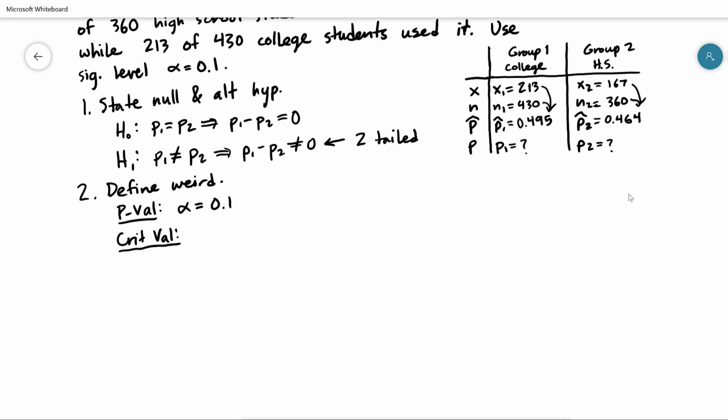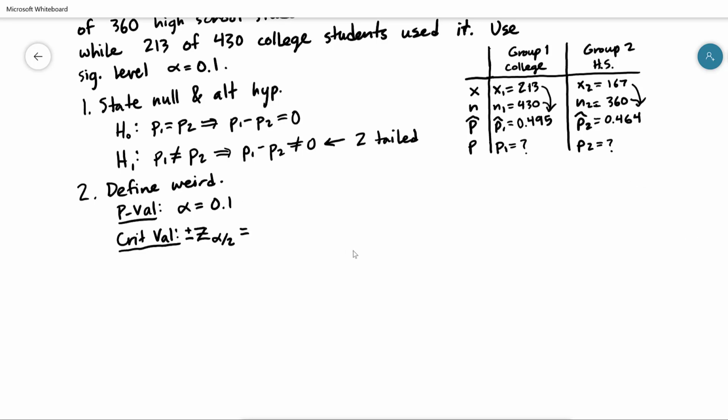And because it's a two-tailed hypothesis, this is going to be z sub alpha over 2, plus or minus. There's going to be two different values. So I'm going to find this value in just a minute, and then we'll draw a picture to start to illustrate what's going on here.